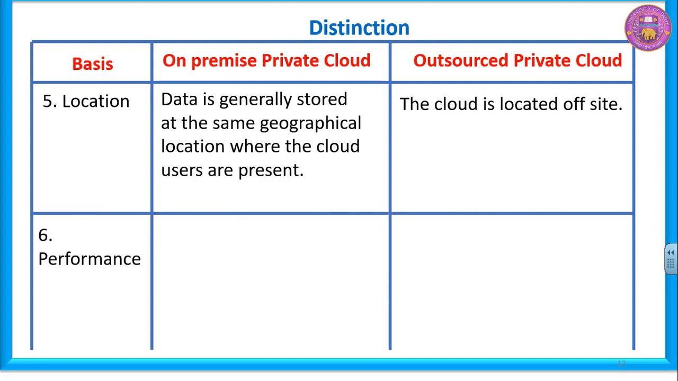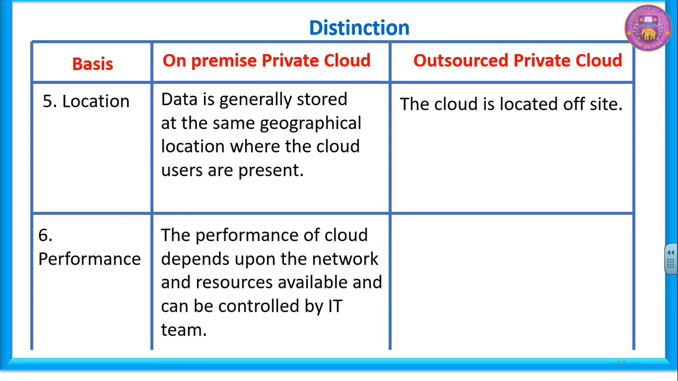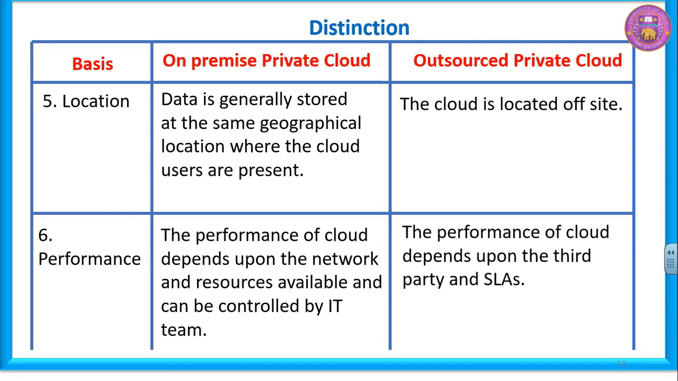Sixth, on the basis of performance. The performance of private cloud depends upon the network and resources available and it can be controlled by the IT department. So the performance in case of on-premise private cloud can be controlled by the IT department or IT team. In case of outsourced private cloud, the performance of the cloud depends upon the third party and service level agreements.